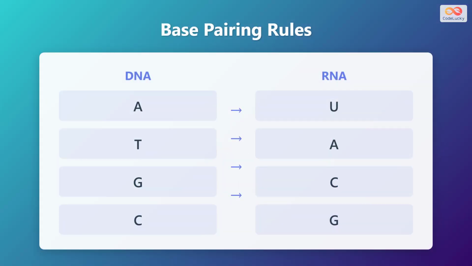To understand how RNA polymerase copies DNA, you need to know the base pairing rules. DNA contains 4 nucleotide bases: adenine, thymine, guanine, and cytosine. During transcription, these bases pair with RNA bases according to specific rules. Adenine in DNA pairs with uracil in RNA, thymine in DNA pairs with adenine in RNA, guanine in DNA pairs with cytosine in RNA, and cytosine in DNA pairs with guanine in RNA. Notice that RNA uses uracil instead of thymine. This is one of the key differences between DNA and RNA.